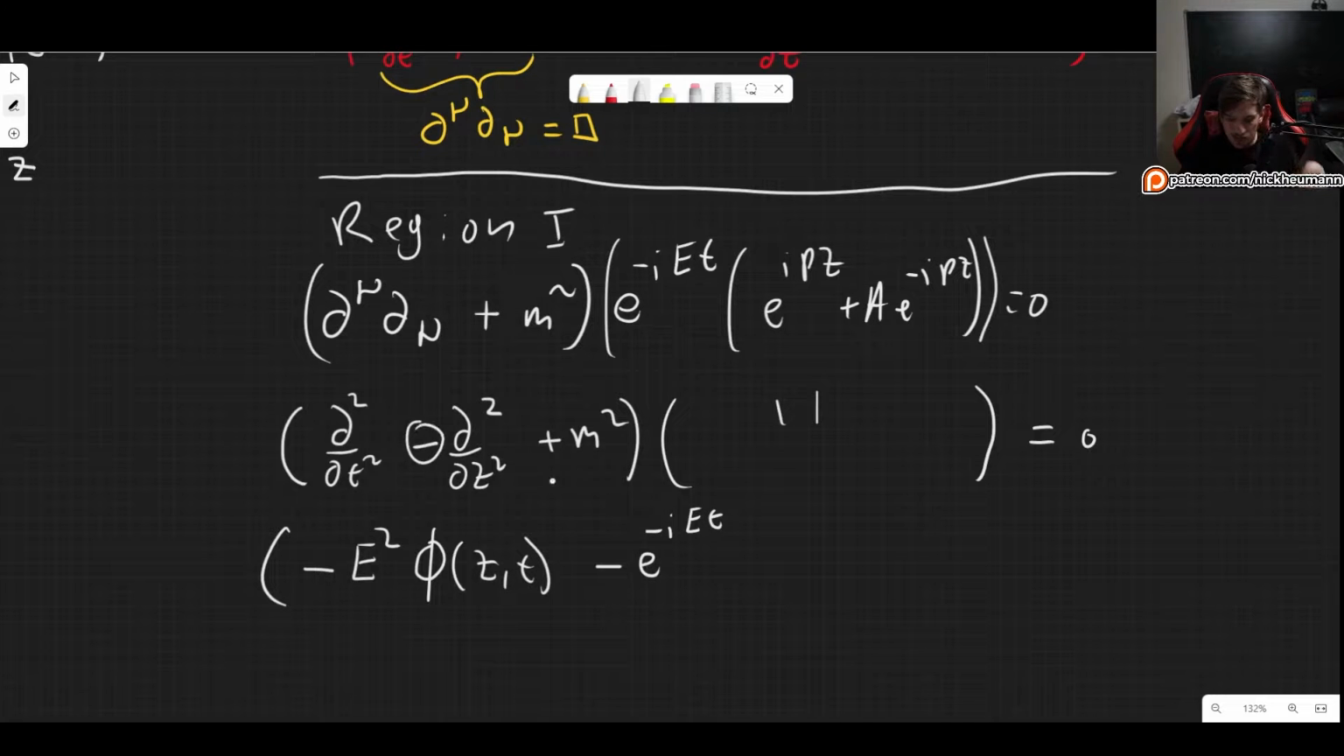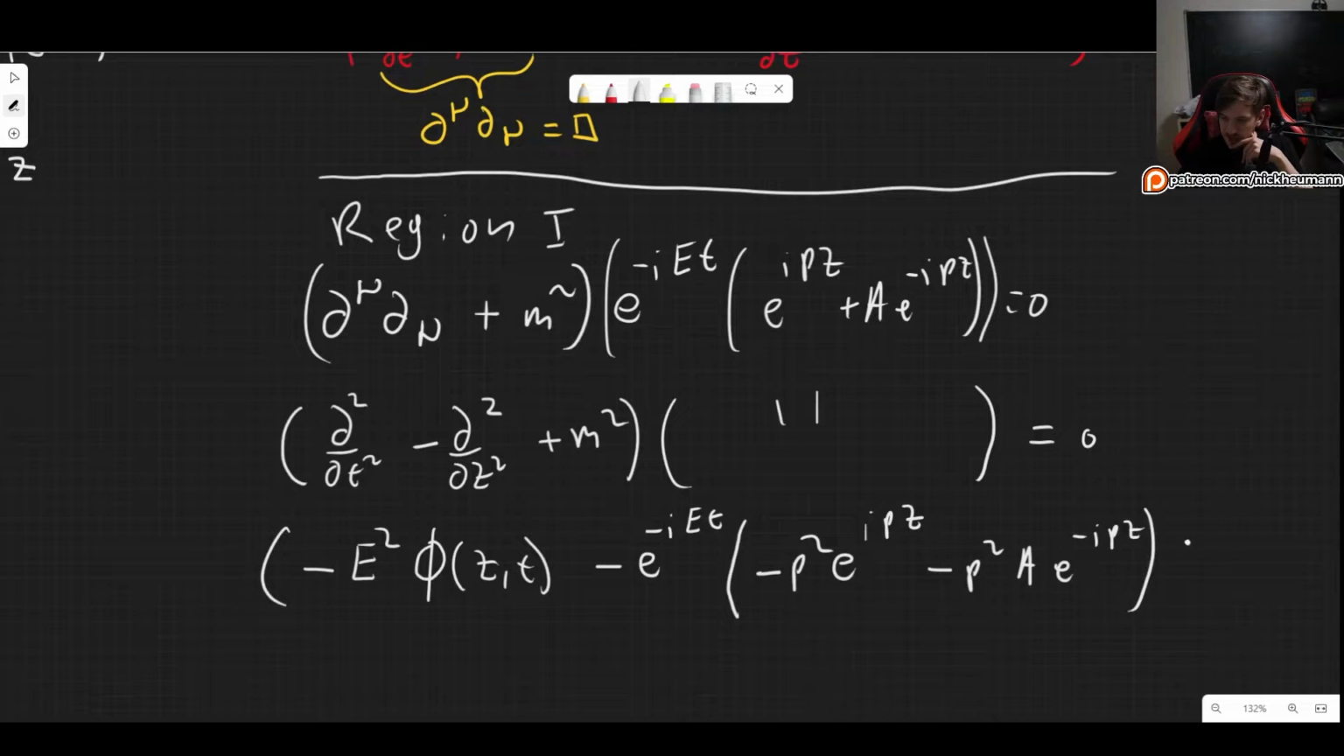Why minus? It's that one, just to make sure. And then we have to take the z derivative of that. So the z derivative of this is going to be minus p squared e to the i p z. And then the z derivative of this will be minus p squared a e to the minus i p z. The minus cancelled out there, this one. Okay, and then we of course still have plus m squared times phi. And all of that is equal to 0.